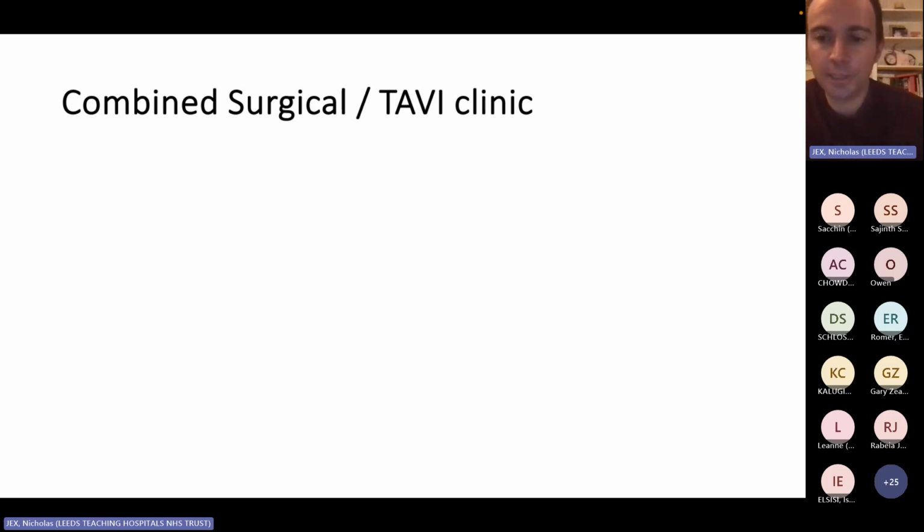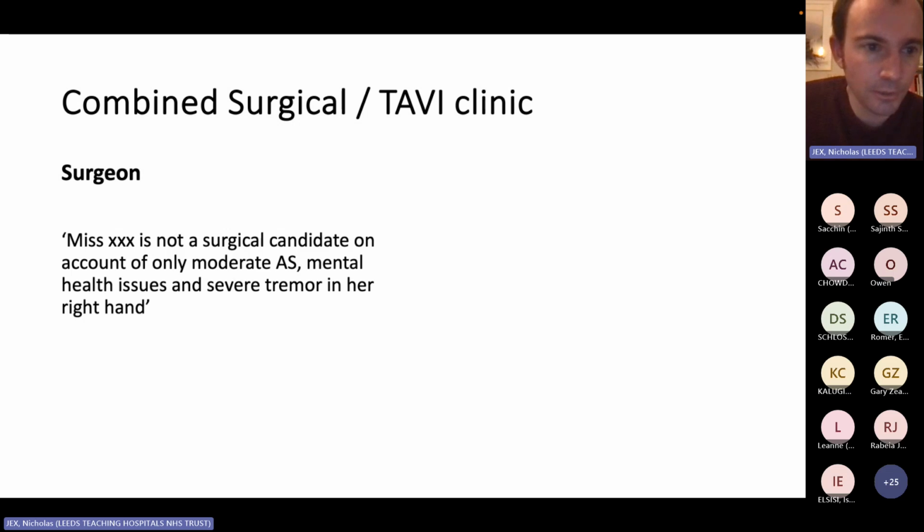So at this point, there's concern. She's referred as there's some deterioration in the valve. She's seen in the joint surgical and TAVI clinic. She gets an opinion from a surgeon, which is that Miss X is not a surgical candidate on account of only moderate aortic stenosis, mental health issues, and a severe tremor in her right hand.